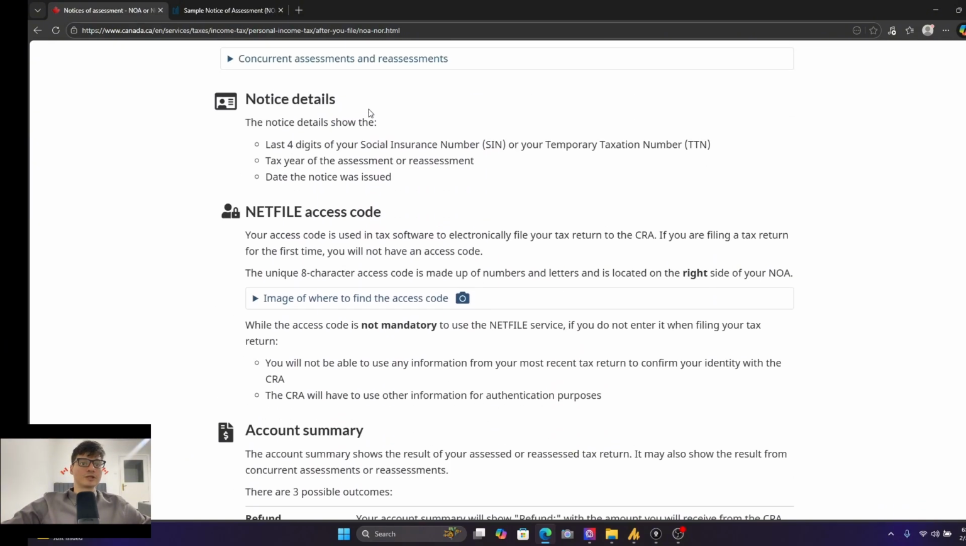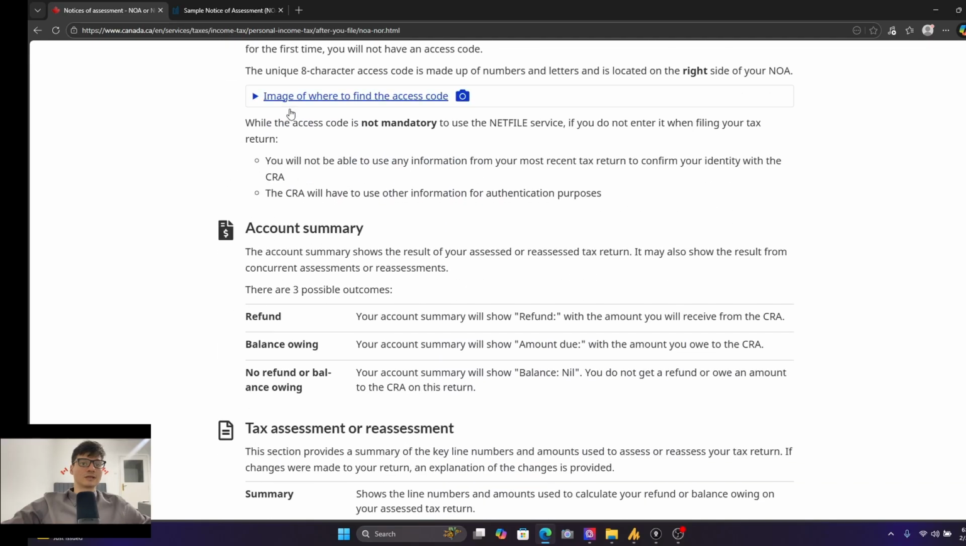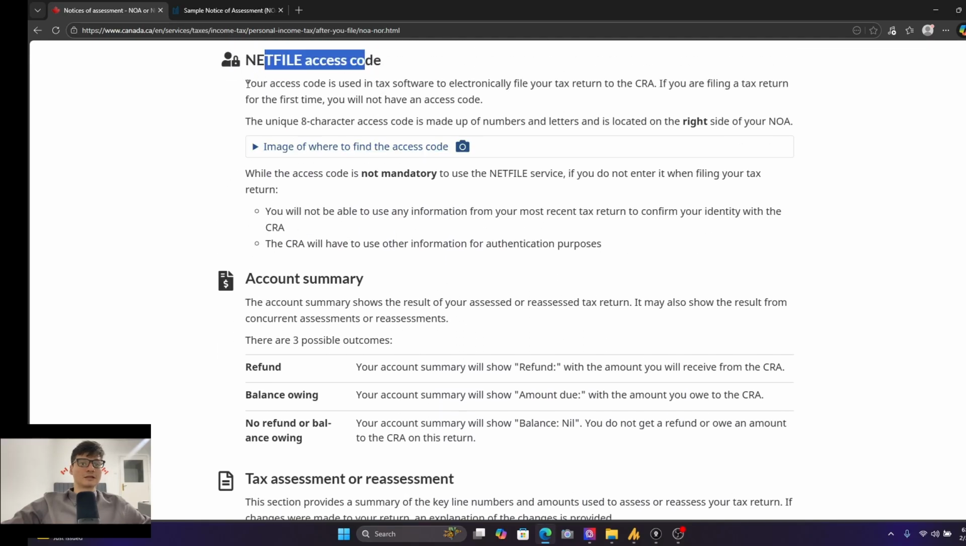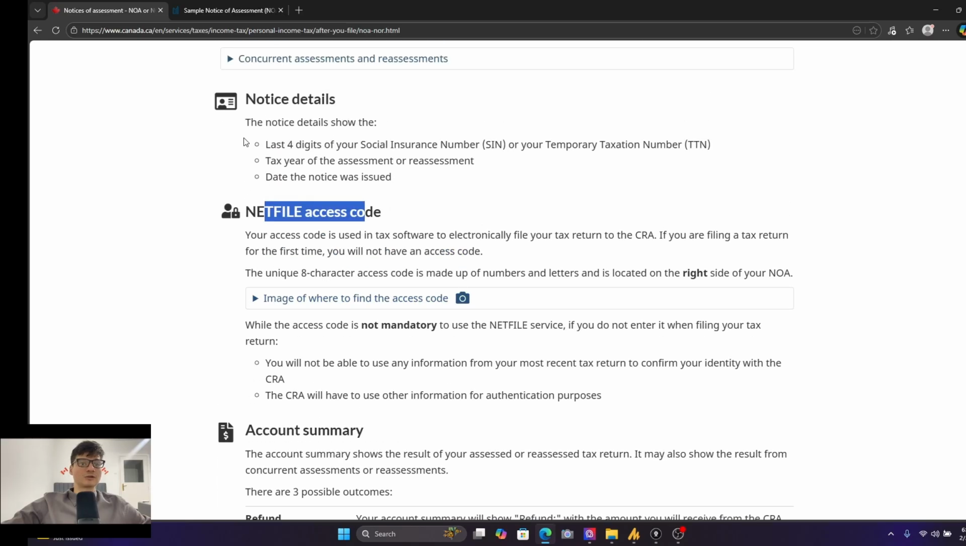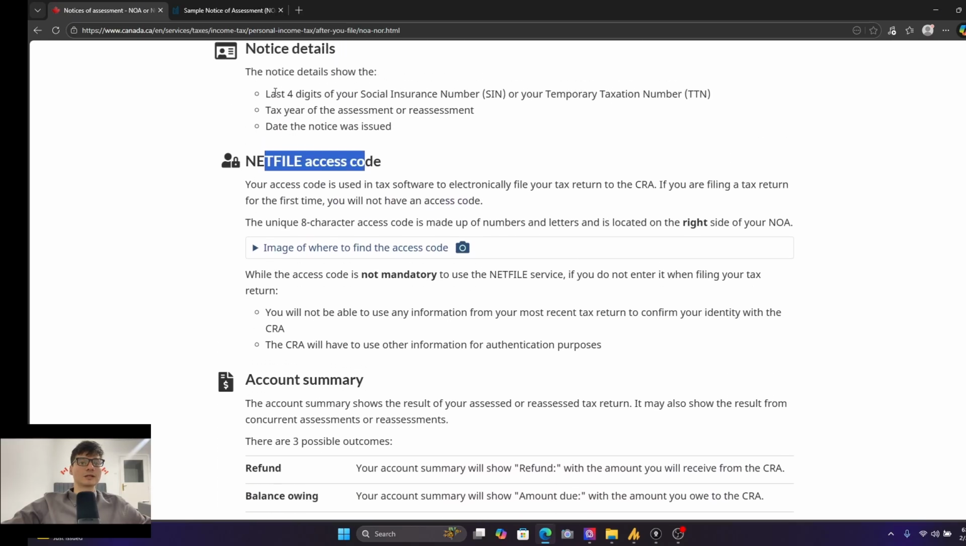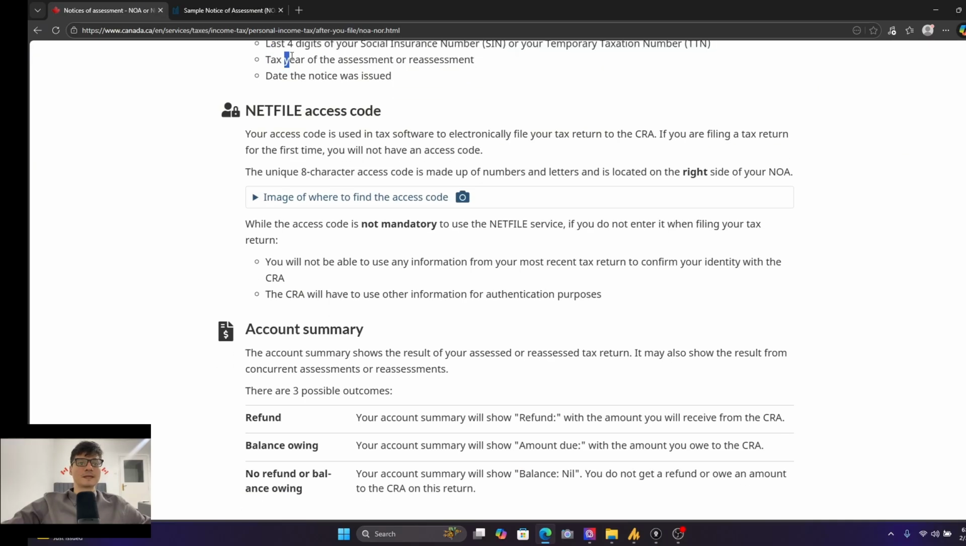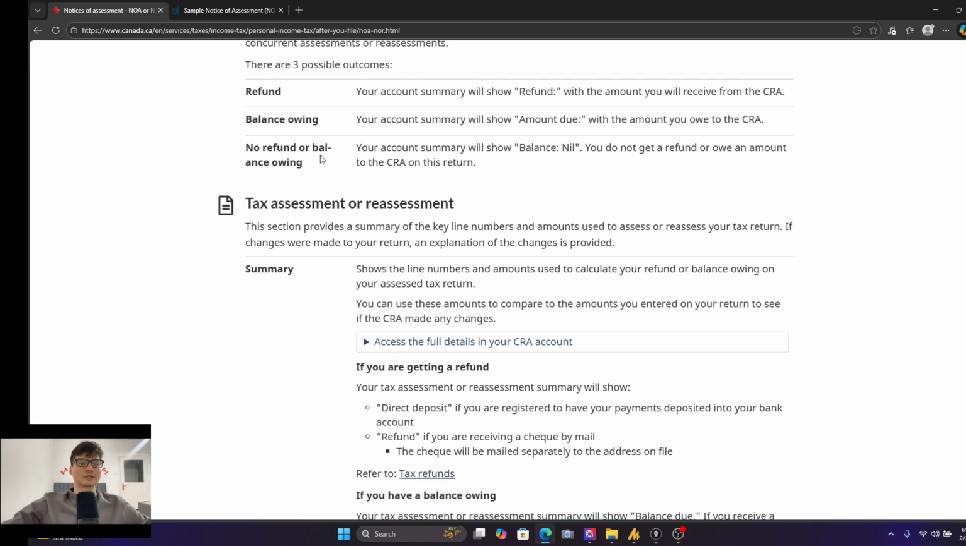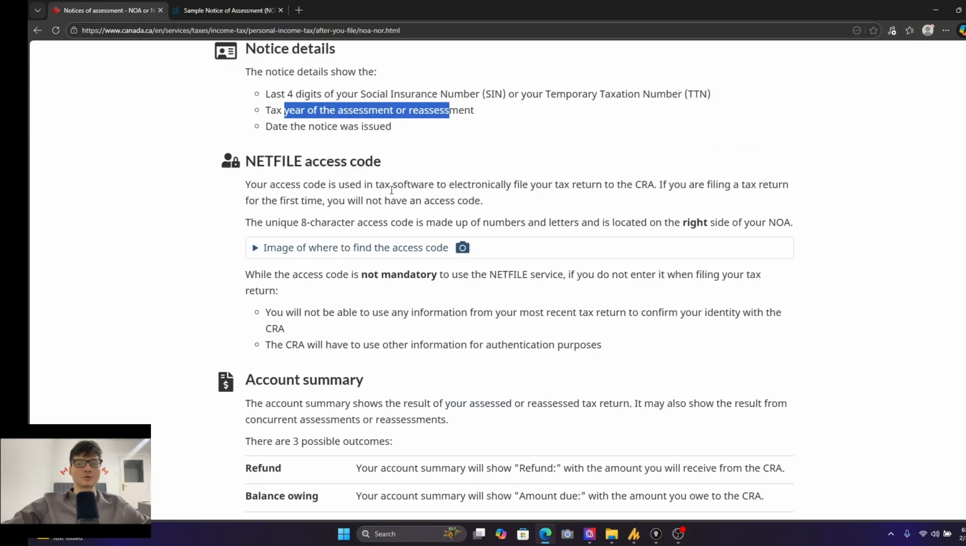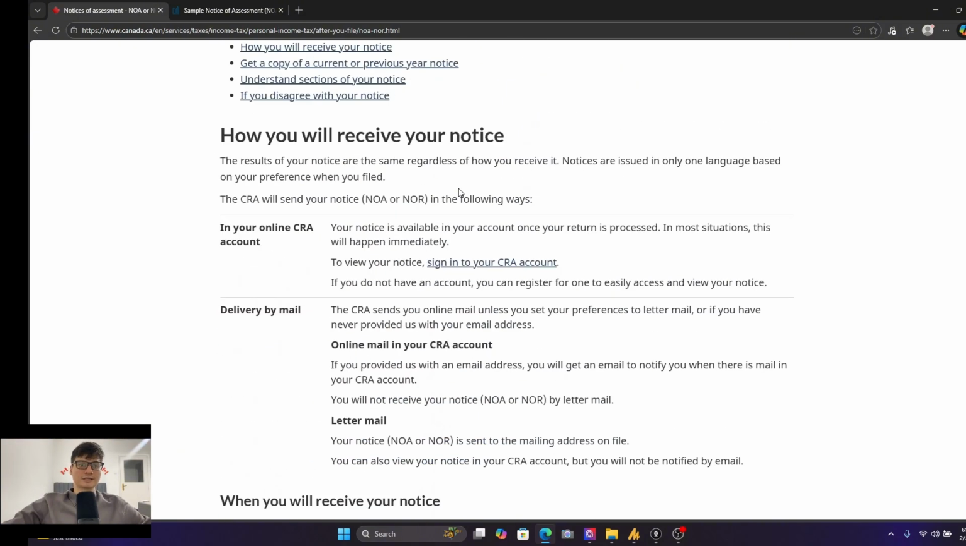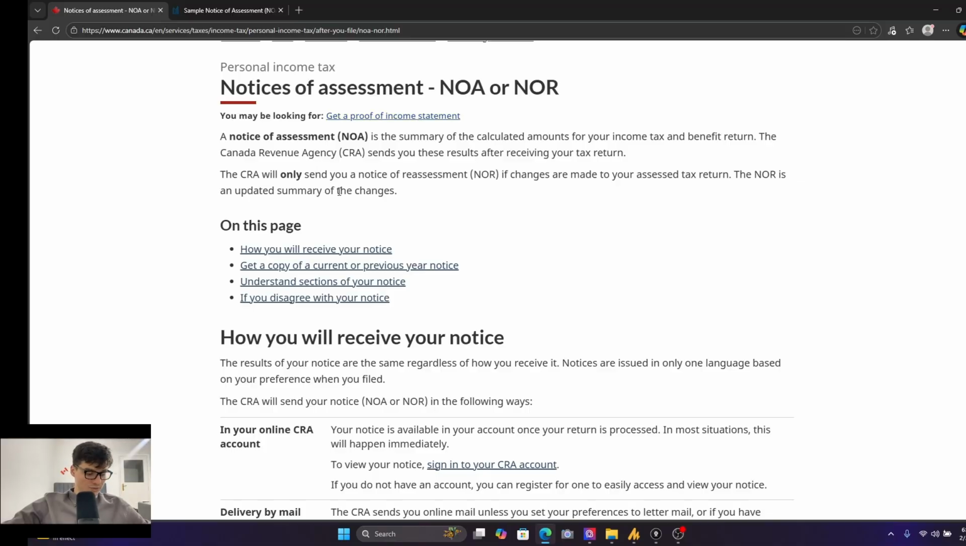There's more information here with your NETFILE access code. Everyone has a unique access code when they file electronically. Not super important. The notice detail has the last 4 digits of your SIN, the tax year, and the date the notice was issued. So what's important here is to note, what does a notice of assessment actually look like?